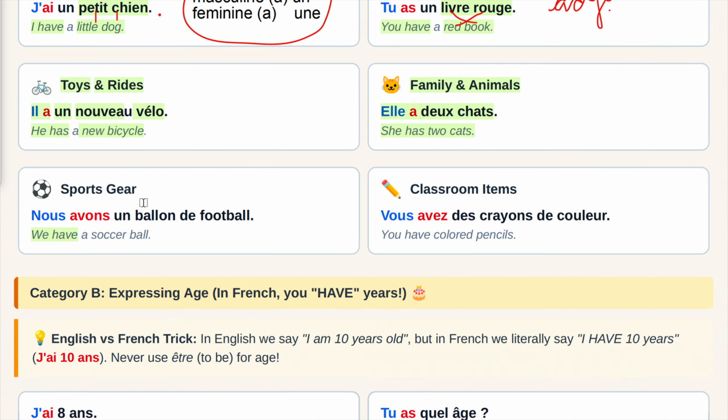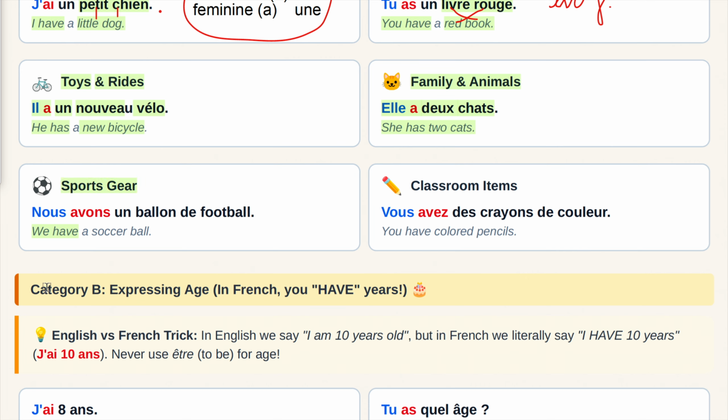And next one is sports gear. So if you are saying "we have", "we have" is nothing but nous avons. A soccer ball. "A" means un. Un ballon de football. Nous avons un ballon de football. We have a soccer ball. A soccer ball is nothing but un ballon de football. D'accord?